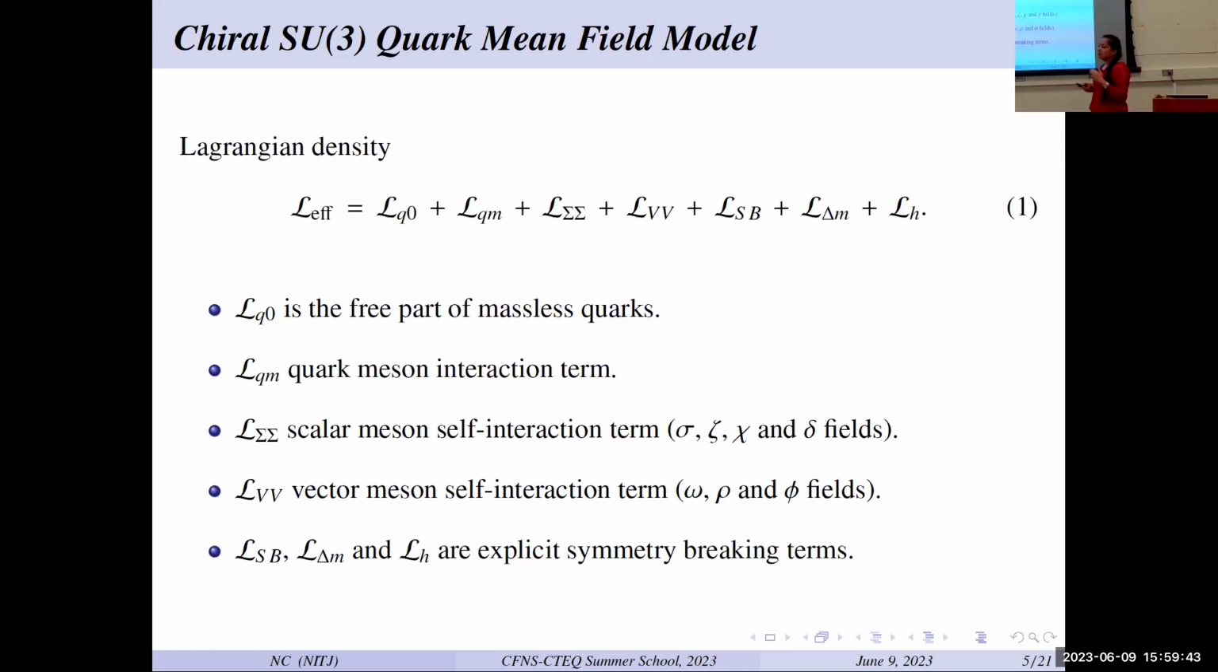So these terms are basically because in this model we have scalar and vector fields. So what we do is we have quarks, we have scalar and vector mesons, and we study how they will interact with temperature and density. Now the scalar fields, we have sigma field, zeta, delta, and dilaton field chi. And for our vector fields, we have omega, rho, and phi fields. So I mentioned the different terms.